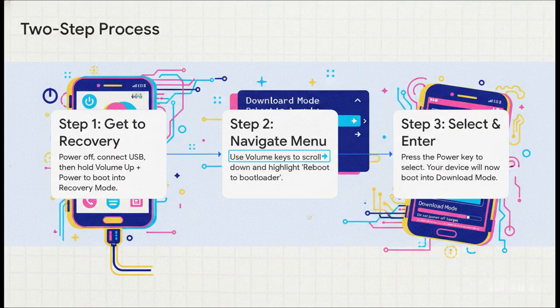From there, just use your volume keys to move down and highlight Reboot to Bootloader, and press the power key to select it. Your phone will then restart and take you right into download mode.